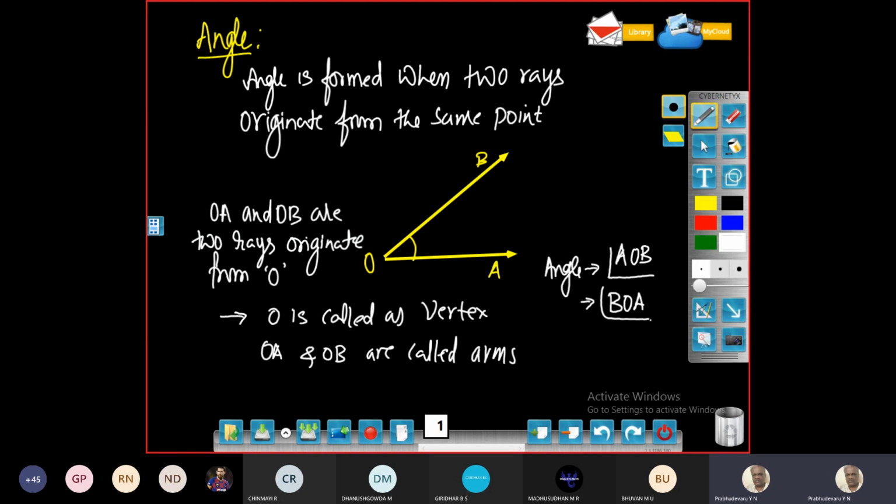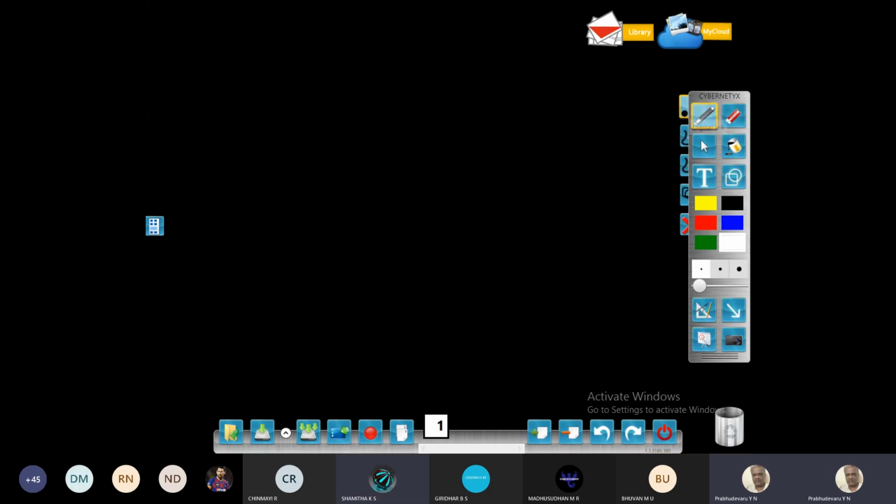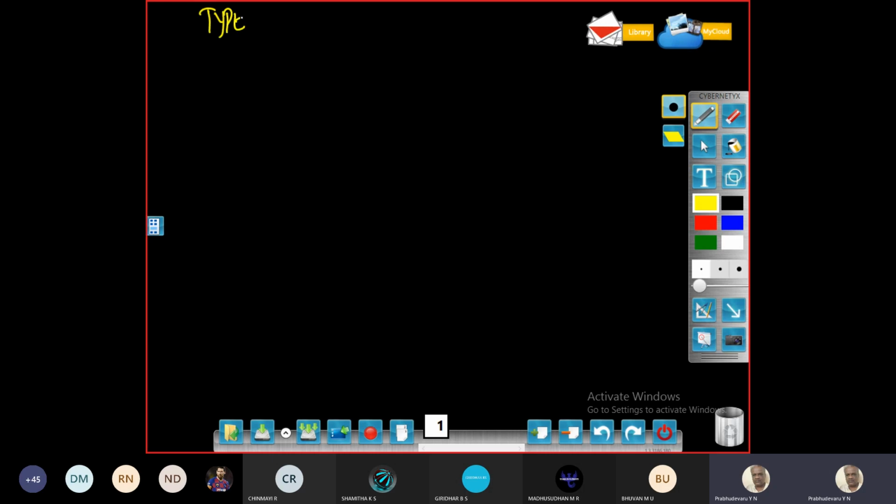So this is about the angle, and you also studied about the types of angles. Do you recall some of the angles which you have studied? Types of angles: right angle, acute angle.